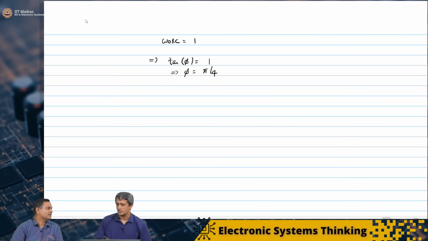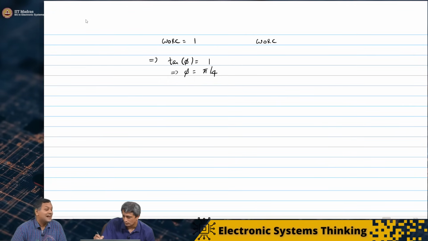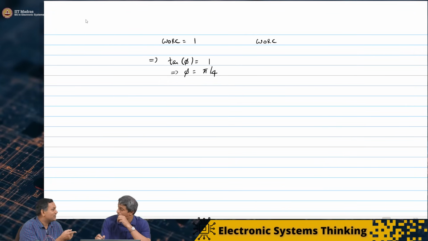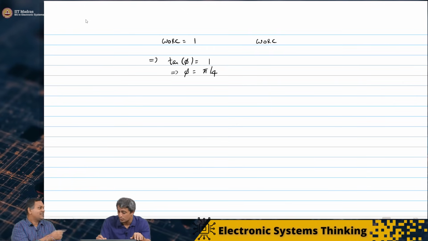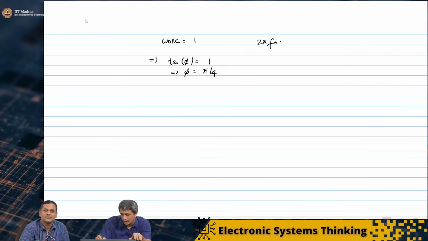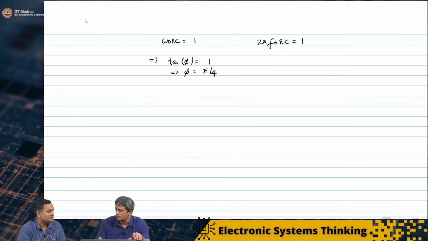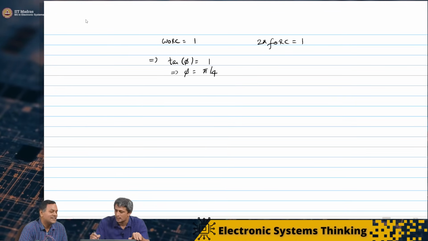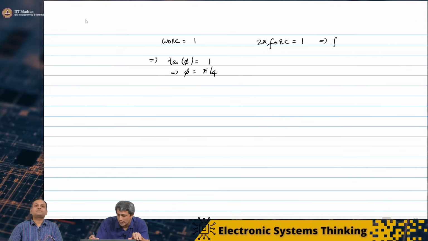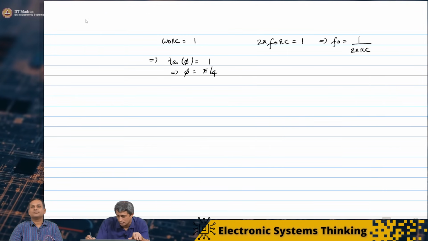So why don't we go and check this out now? And in fact, we can also check the amplitude at this point. So this is what we are saying: 2 pi f naught RC equal to 1. In fact, you alluded to this earlier, you called it radians per second. Exactly. So f naught is 1 by 2 pi RC.